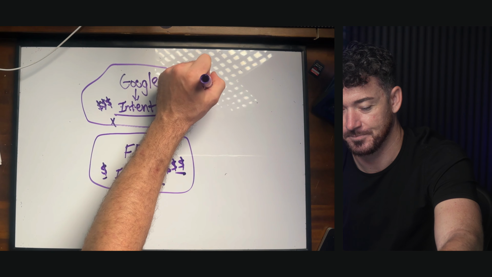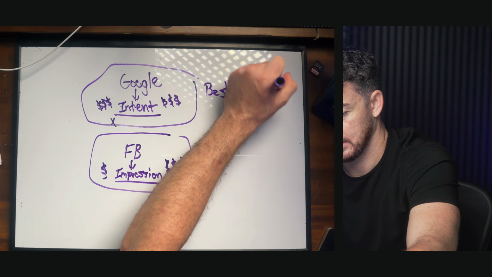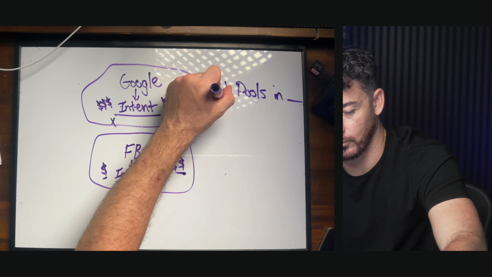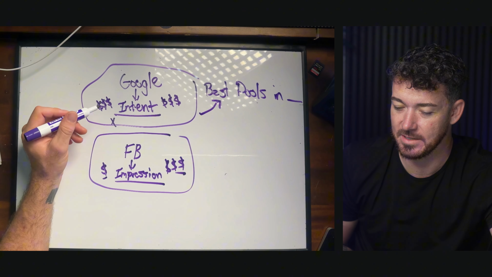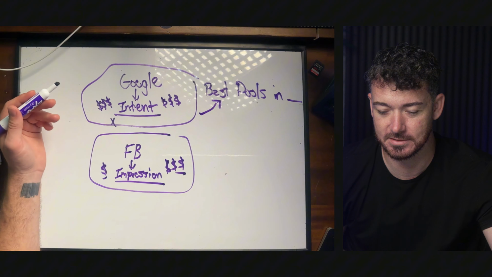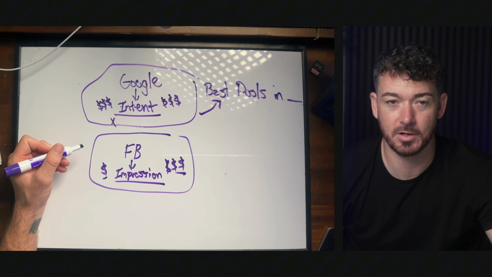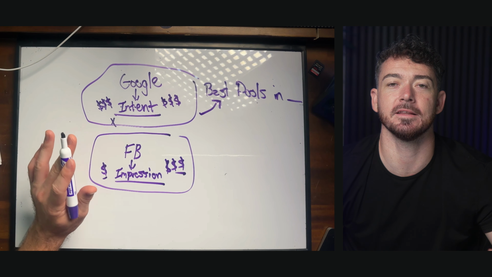So, best pools in Arizona is a great ad for intent based, right? They're like, oh shit, I'm looking for pools in Arizona. It's best pools in Arizona. This does not work on Facebook because they don't even know they want a pool. They don't know any of that, right?